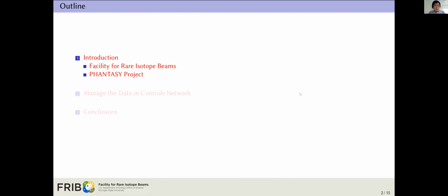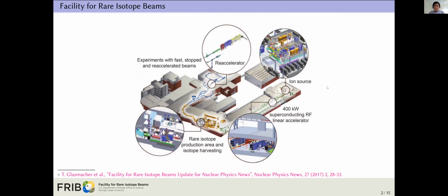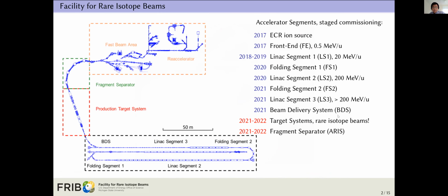So the FRIB project is a new project started years ago that is aiming to accelerate the full range of ions, from helium to oxygen to uranium, with a power deposited at the target of 400 kilowatts to produce rare isotopes that cannot be found on the Earth, to boost nuclear science research in the United States and the world.